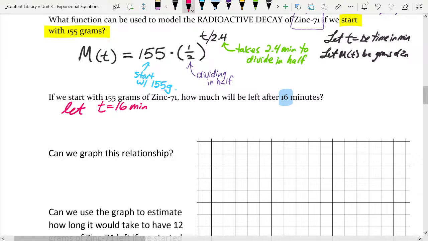All right, Seth, my friend, what did you do? So I started at 155. Oh, look at you doing it my way too. God bless you. I wrote it as 155 times, equals 155 divided by 2. Yeah, that's fine, you did great. To the power of 16 divided by 2.4.